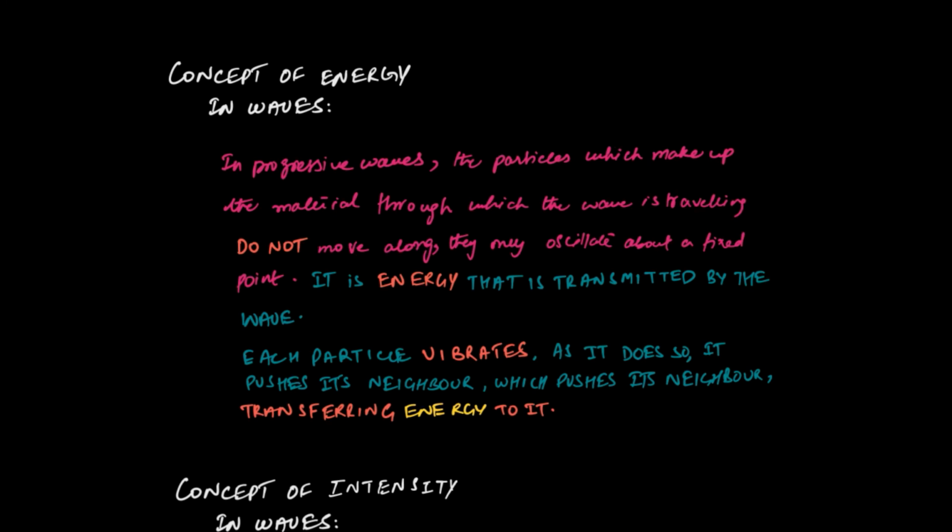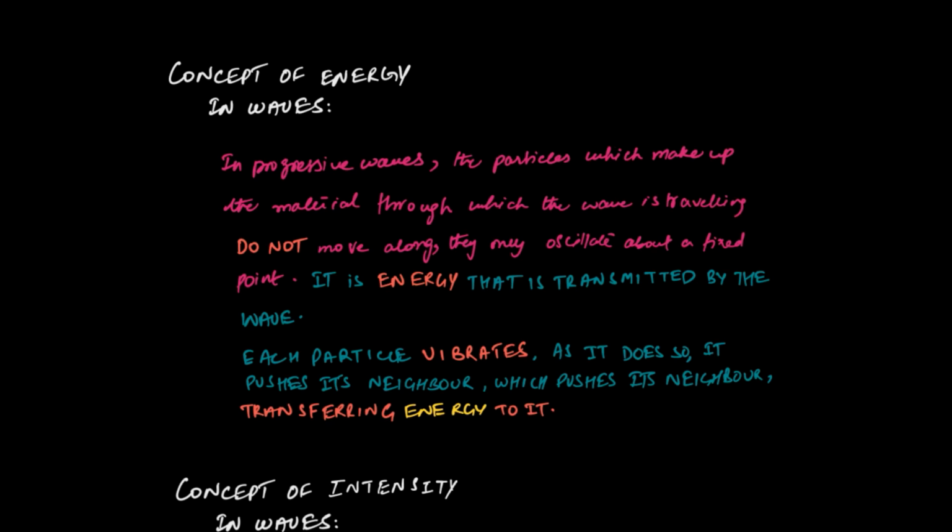In progressive waves, the particles which make up the material through which the wave is traveling do not move along. As you could see, and you already know, that if this is a wave traveling, then there is only the vibration of particles. And let's say at another instant, the wave is in this position. So we know that the particles are only moving up and down, and they're not traveling in the direction of the wave motion. So, keeping this in mind, we come to a conclusion that it is just the energy that is transmitted by the wave.